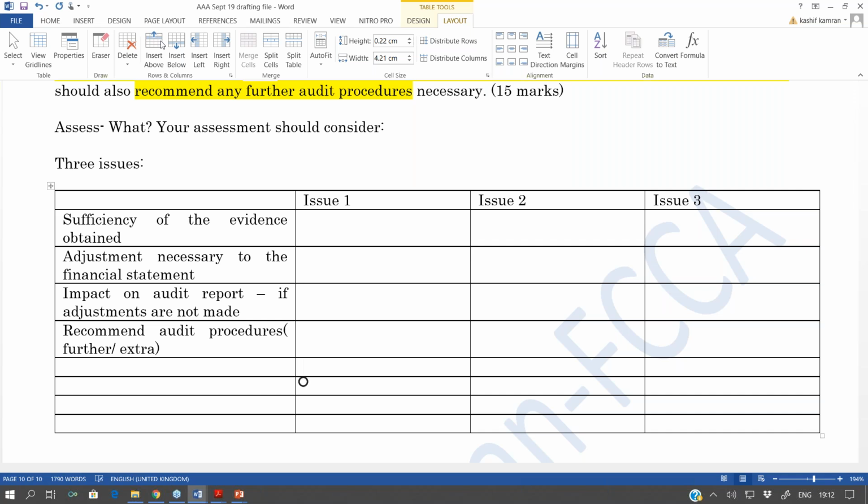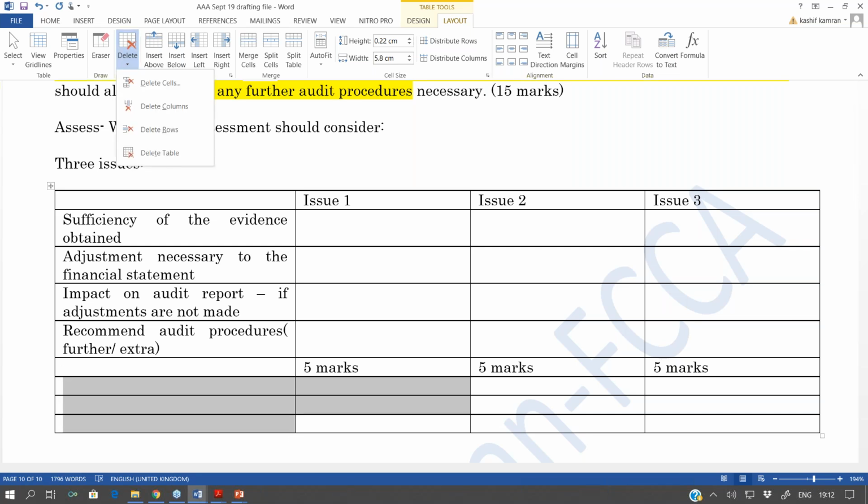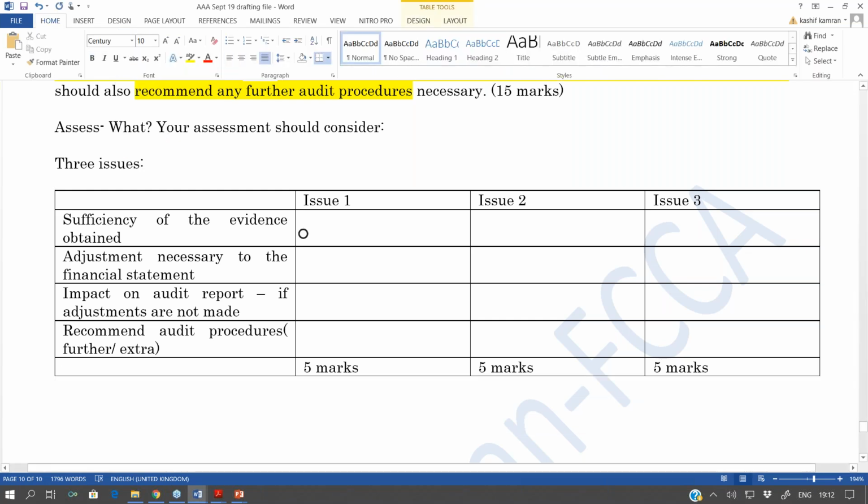How many marks we have for issue 1? 5 marks. How many marks we have for issue 2? Again, 5 marks. How many marks we have for issue 3? Again, 5 marks. So we have 5 marks for each issue, right? Now, I need to gain 5 marks. So I'm very flexible. Suppose I write one sufficiency of evidence, one adjustment, one impact on the report, and I write 2 procedures. Am I taking 5 marks?